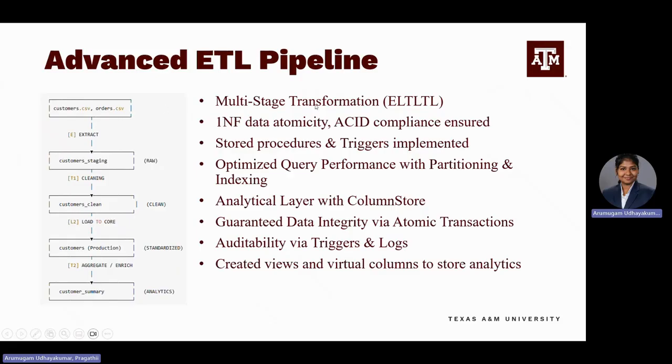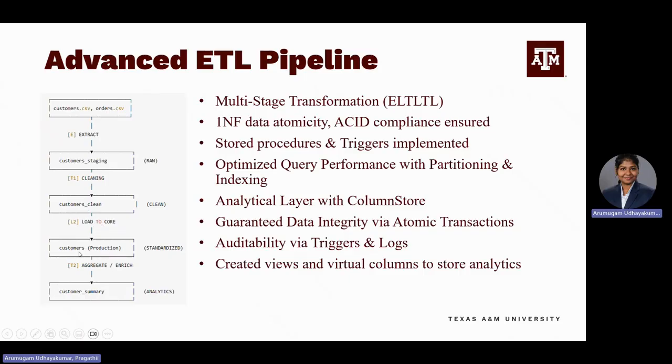So I have performed a multi-stage transformation of EL, TL, TL. For example, if you take the customers table, first I'm extracting the data from the CSV, and then I'm loading the raw data into my customer staging table, which is my first load. Then I'm performing my first transformation of standardizing the data and performing clean operations, and storing all the cleaned data into the customer's prod table.